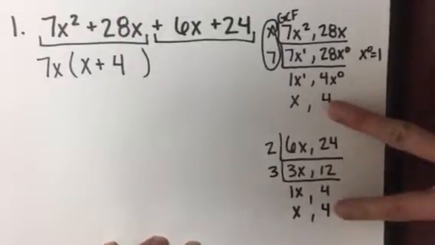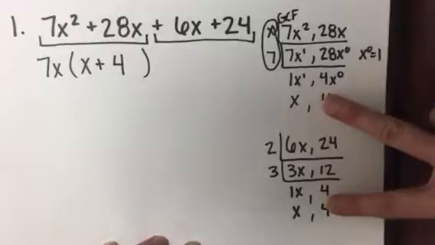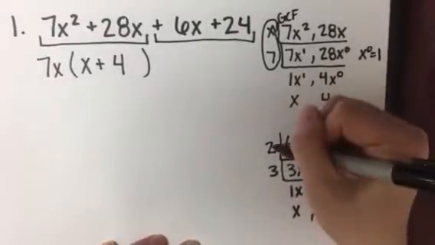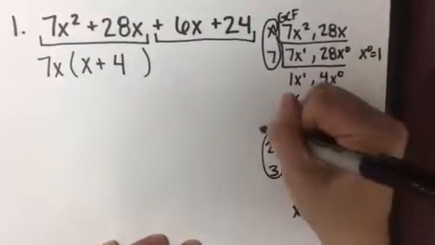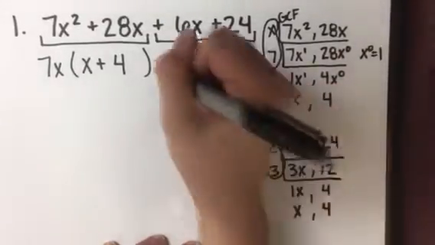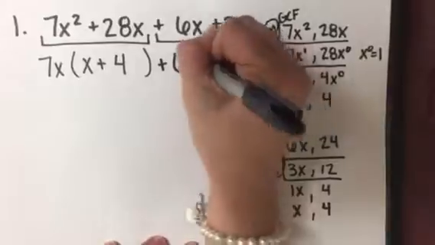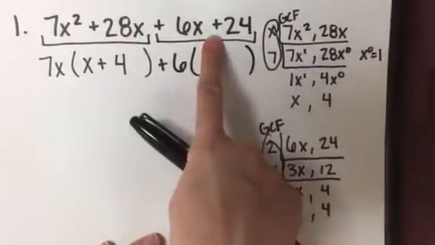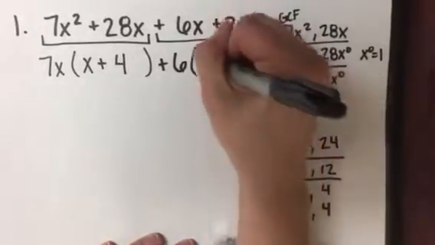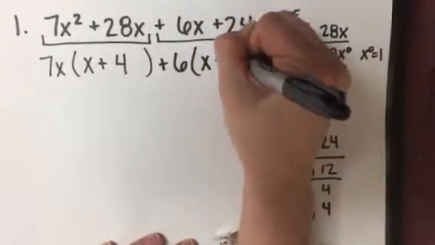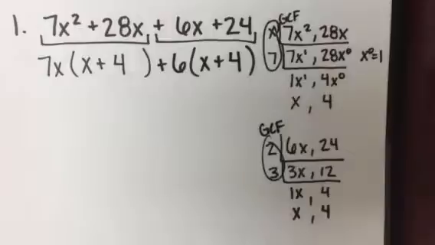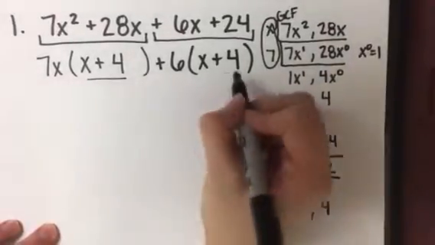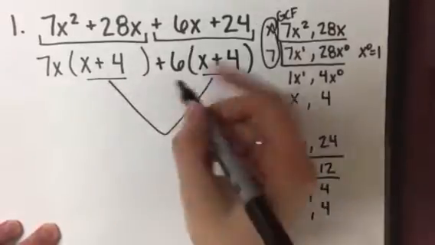Notice our leftovers do match and should match in each group. So our GCF of the second group is 2 times 3, which is 6. Our leftovers are x and 4. Again, remembering to use the same sign as the original problem. Once again, notice our leftover parentheses, x plus 4 and x plus 4 match.